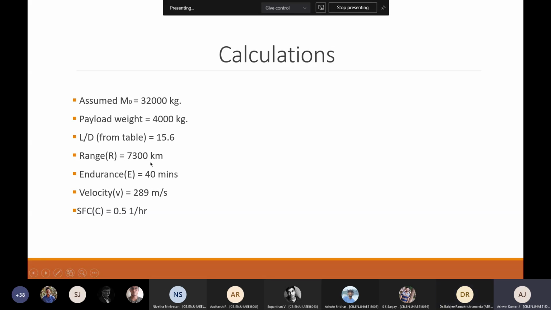The range is 7,300 kilometers and the loiter endurance is 40 minutes. The velocity is 289 meters per second, which approximates to 0.85 Mach. And how did you get that velocity? Yes, sir. We have both the range and the duration of travel, so from that I calculated the velocity which is required.